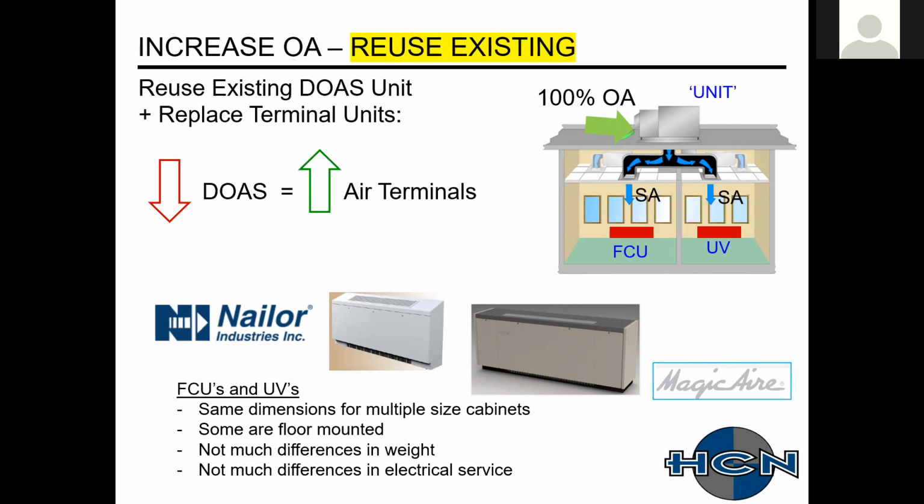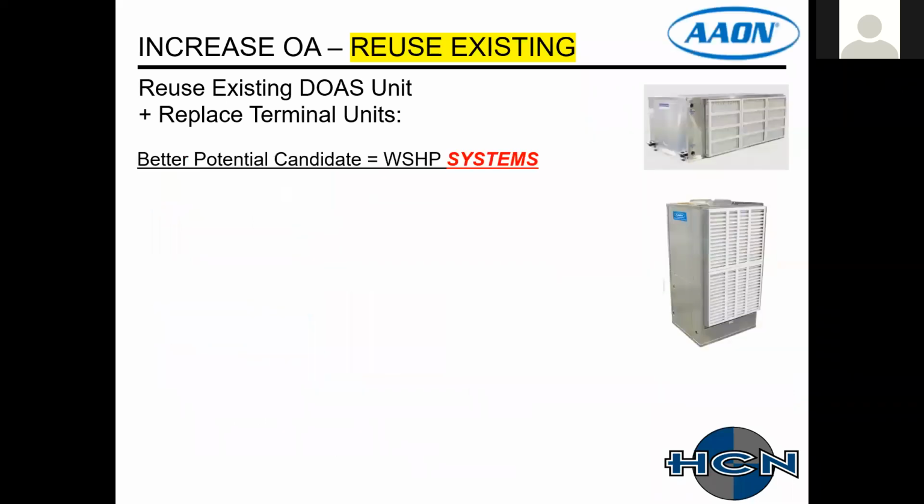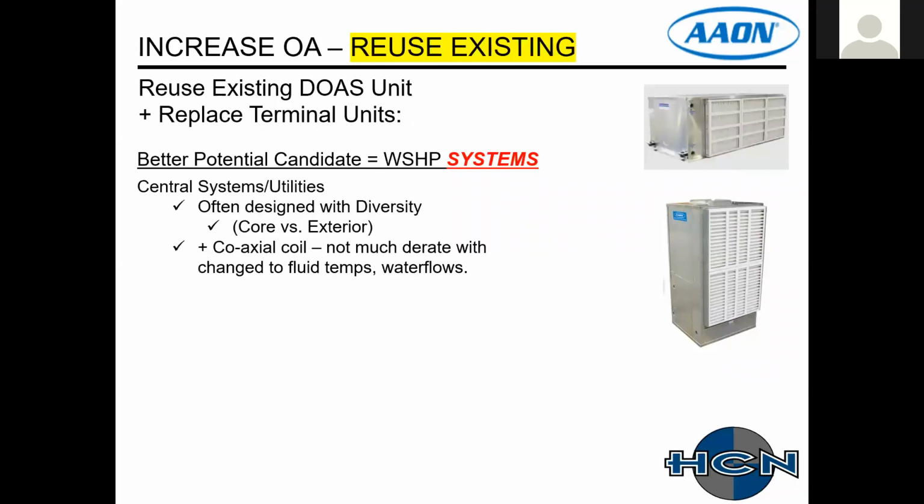Typically on fan coils and univents, you end up with the same dimensions for multiple sizes. Some of them are floor mounted, so it wouldn't be as treacherous to replace. And then typically there's not much difference in weight as well as electrical service, all right? So a better candidate versus having to upsize your hydronic system, I consider a better candidate would be to have a water source heat pump system where we're going to replace our terminal units.